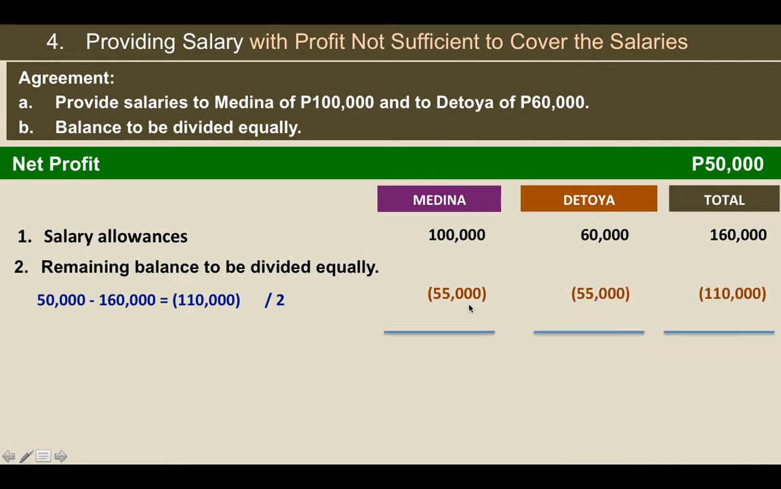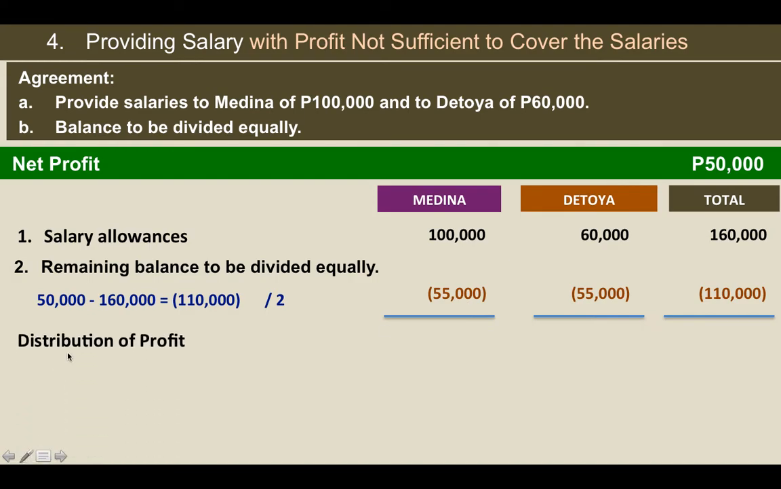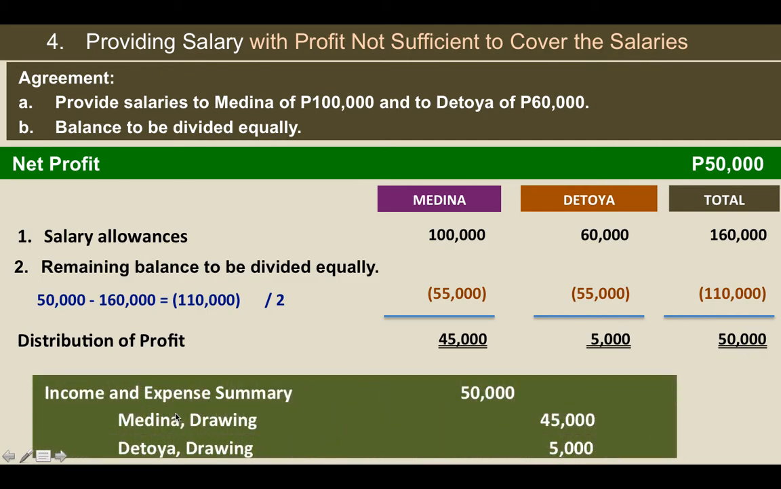Okay? So here we have the distribution of profit for Medina is 45,000. For Detoya, it's 5,000 for the 50,000 profit. So the profit was distributed 45,000 to Medina and 5,000 to Detoya. So the entry is debit income and expense summary of 50,000, credit Medina drawing of 45,000, and Detoya drawing of 5,000. Okay, let us move on.